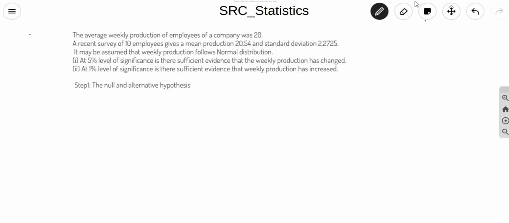The first step of hypothesis testing is setting up the null and alternative hypothesis. The null hypothesis is given by H naught, and it is the hypothesis of no difference. That means in the null hypothesis we state that mu has not changed from the previous mean, that is 20. Mu is not different from 20. The alternative hypothesis denies the null hypothesis.